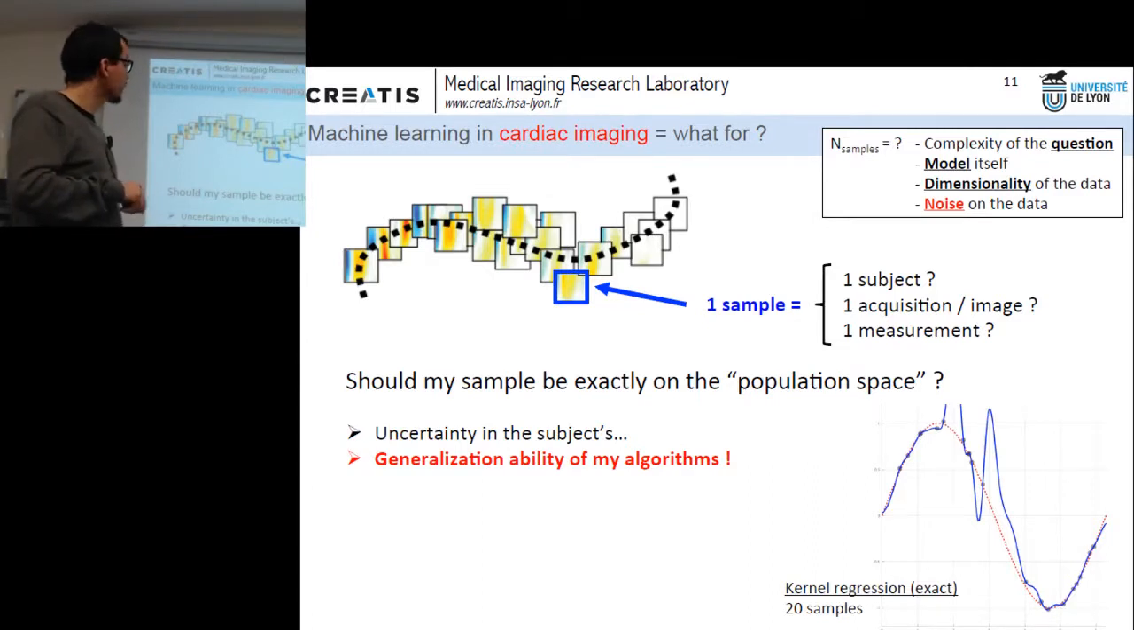And the key point here is that when designing algorithms, we should take this into account, to really have algorithms that take into account this noise around the data and not really stick to the points, so that they're generalizable enough.